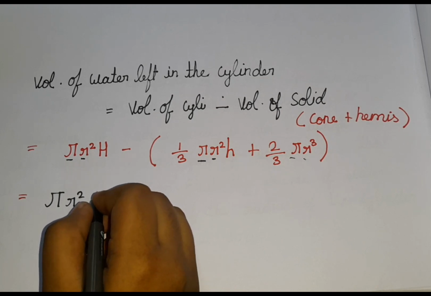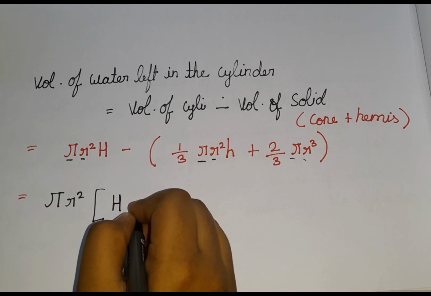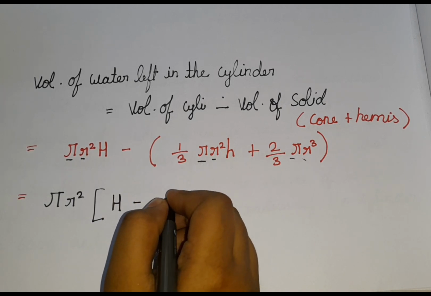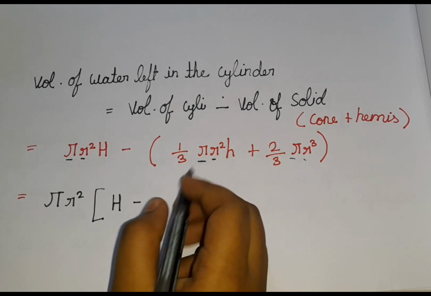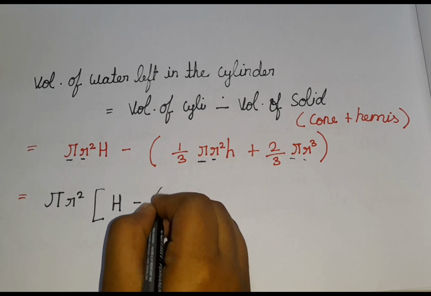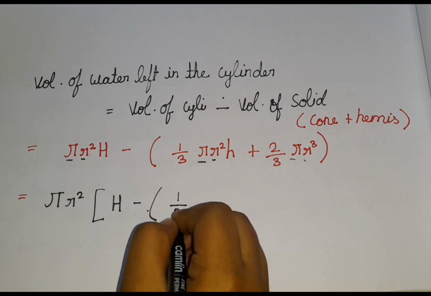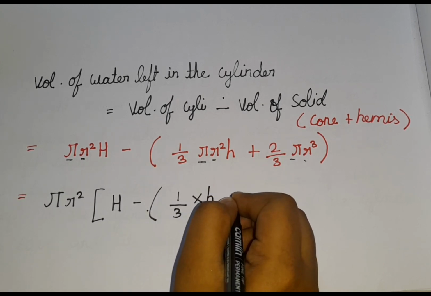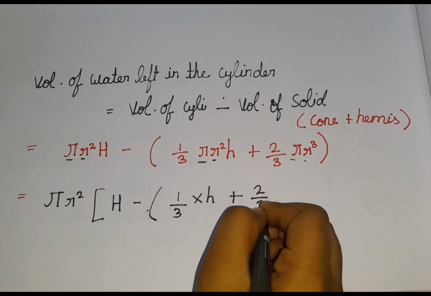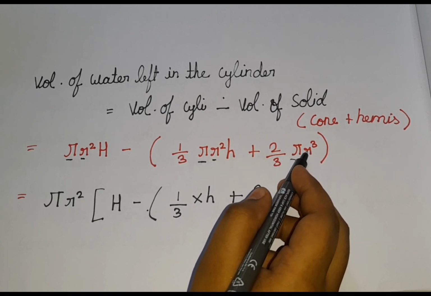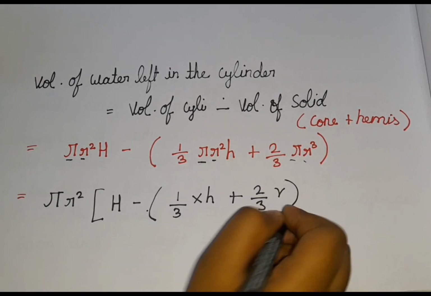Now we can write it in a bracket. We write capital H as it is, and then minus. Here we just took these two as common, and then we can put a bracket: 1 by 3 into small h, and then plus as it is, and here we have 2 by 3, with pi and r square taken as common and one radius remaining, right? So let us write that, and then close the bracket.